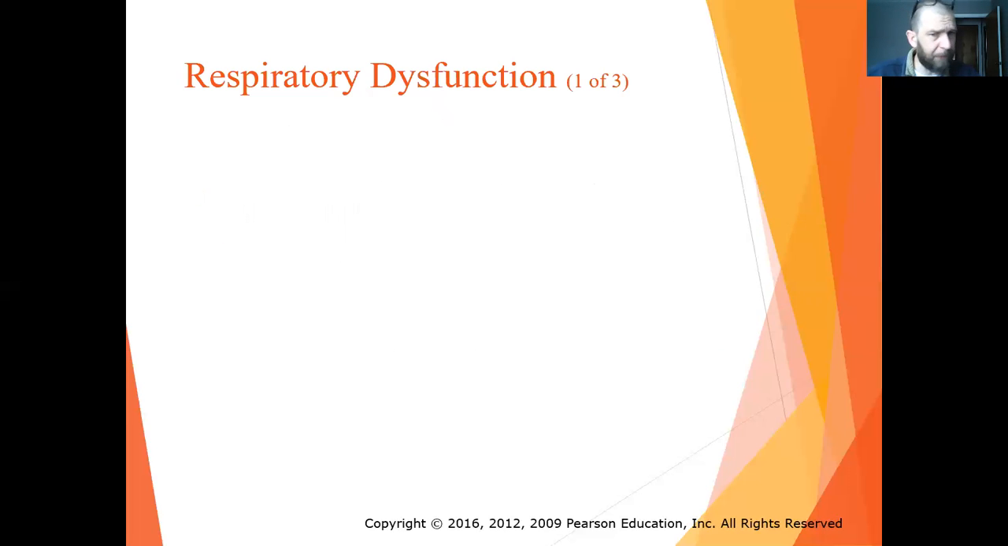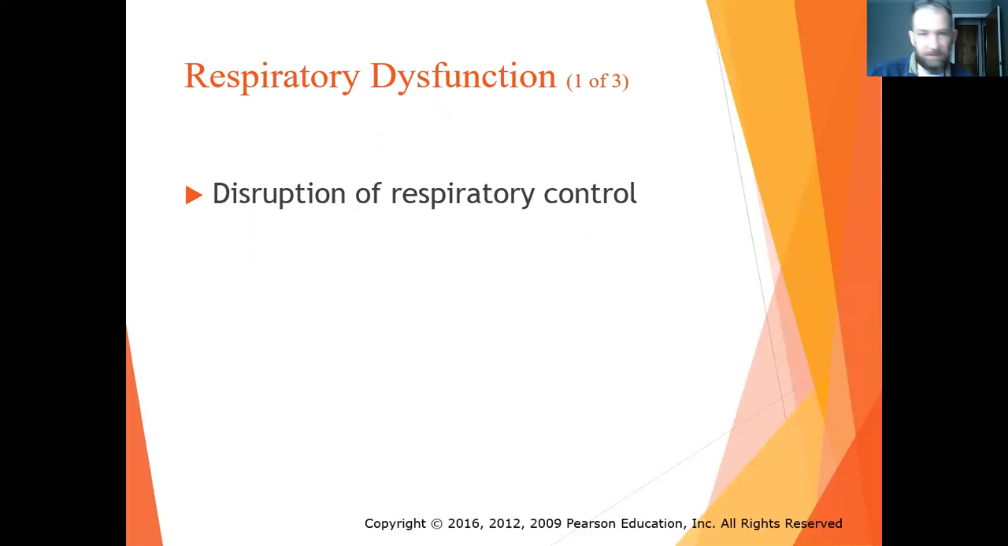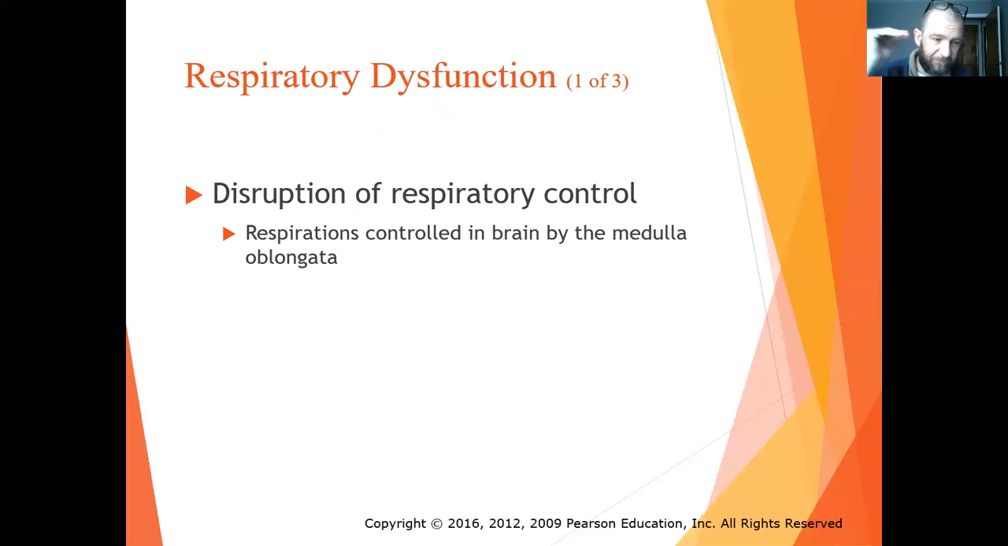All right, this is about how we affect breathing. There are 3 ways to affect our breathing here. The first way is to disrupt respiratory control. What does that mean? It means that there is an effect being placed on the part of the brain that controls our breathing. It's basically the control center for our breathing, and that's called the medulla oblongata.